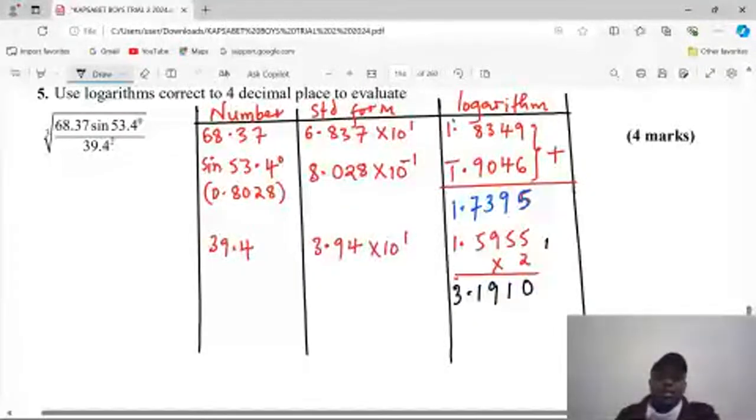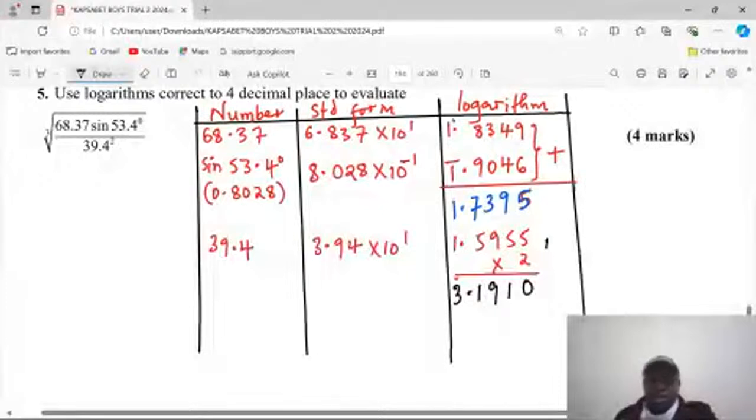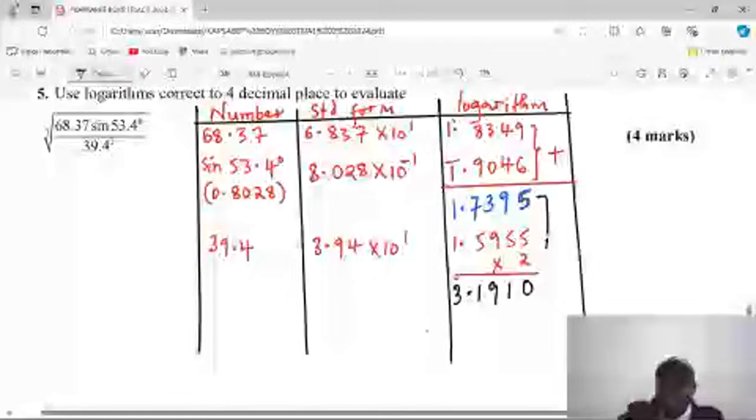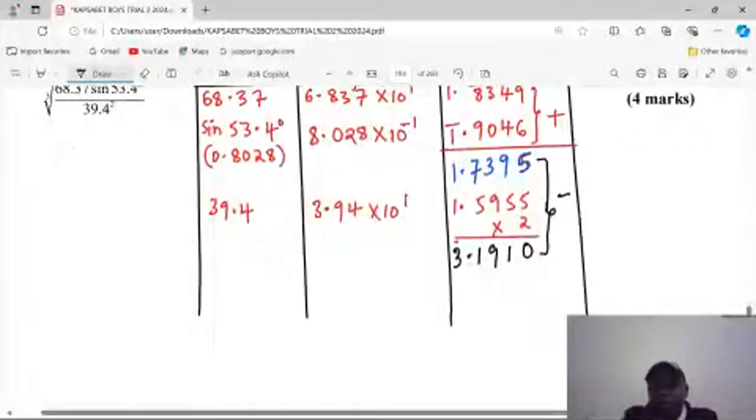Because the numbers in the numerator with those in the denominator have been divided, it means we shall subtract the logarithms. The final logarithm from the numerator should be subtracted from the final logarithm from the denominator. So we need to take this logarithm and this one, and we just subtract. A simple subtraction. Let's see what you get.